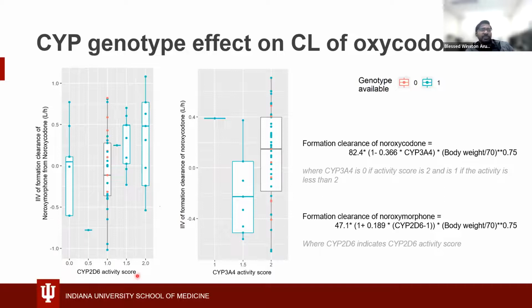So here we use the CYP2D6 activity score. The good thing about CYP2D6 is somebody has already defined these activity scores. So you're not imagining an activity score. It's just easy to take it and use it. So there seemed to be a trend. We did use that in the model. And also with formation clearance of noroxycodone, we use CYP3A4 genotype as a covariate.